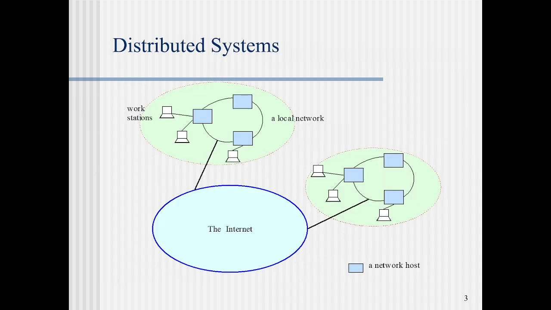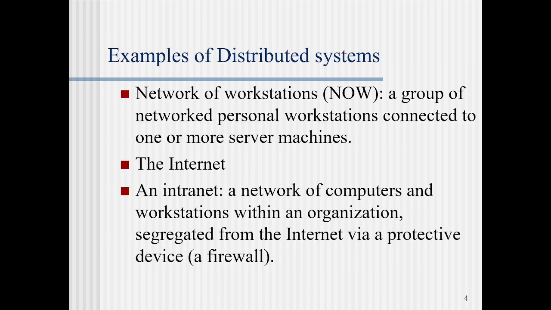This is the best example for distributed systems. Each workstation is connected to a local area network, and all the network hosts will be connected to the workstations. Each local network is connected by the network, and we can call that a distributed system. The examples of distributed systems: network of workstations, NOW. It's a group of networked personal workstations connected to one or more server machines. This is the best example.